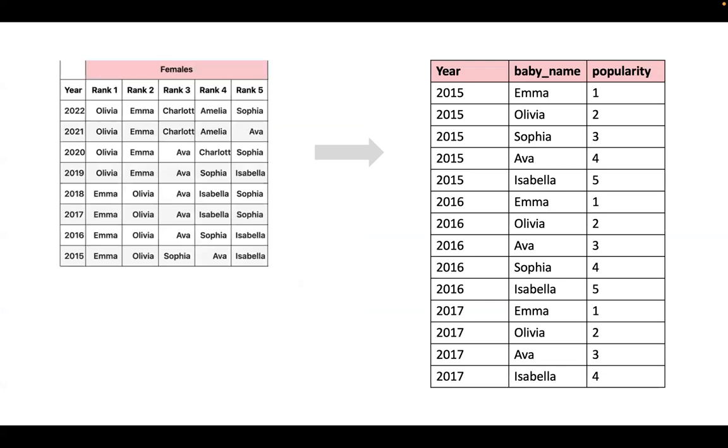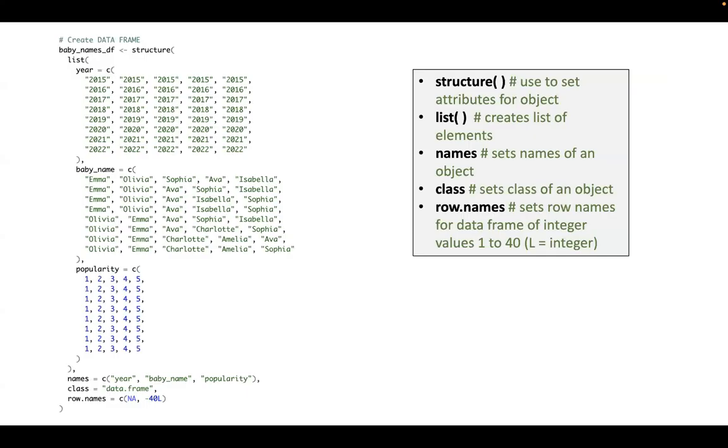Unfortunately, this data is not in a very good format for our purposes, so we are going to change it into a data frame that maps the years, baby names, and popularity rankings into their own columns. Pictured on the left is the code used to accomplish our task. On the right are snippets of code that you might not be familiar with.